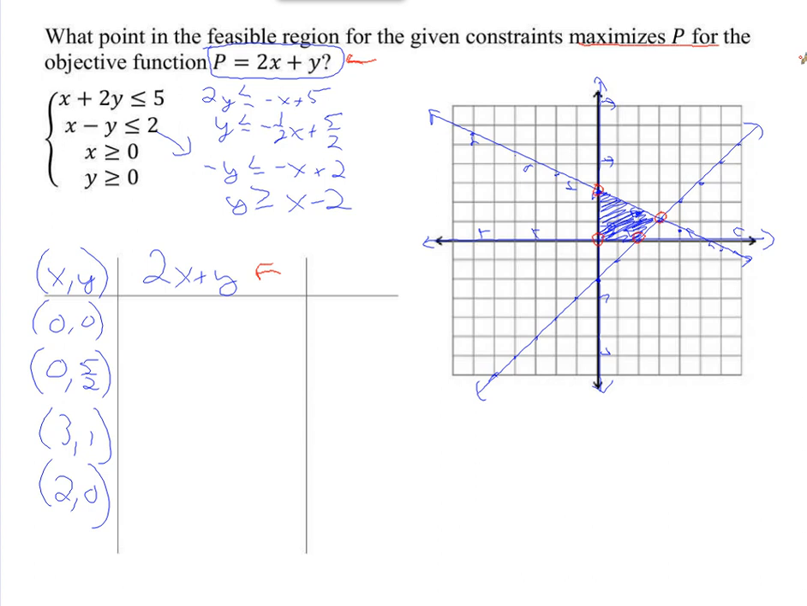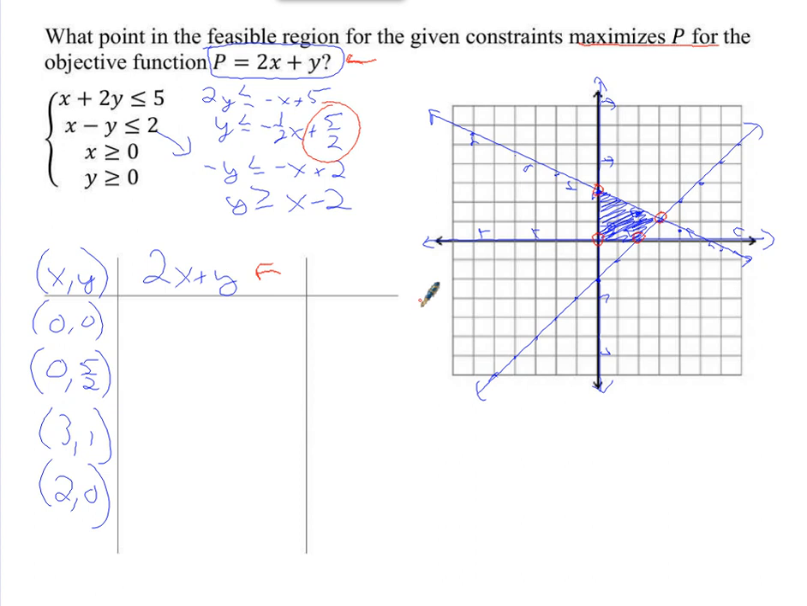So we have 0, 0. We have 0, 5 halves, which is not a guess. We know it's 5 halves from that right there. You cannot guess on these. Over here we have 3, 1, and then here we have 2, 0. So now we just substitute these numbers into our objective function to get our answers.